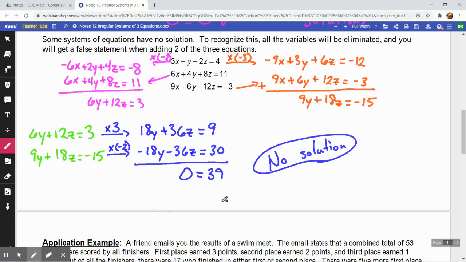Okay, so in our next video, we're going to look at one application that we can use to solve a system of 3 equations.